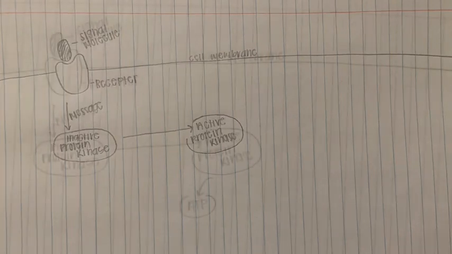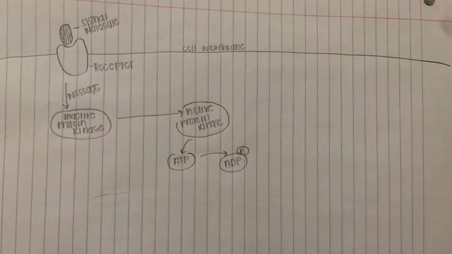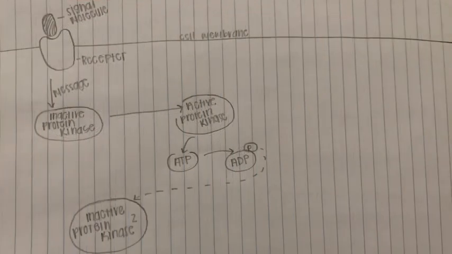A signal molecule attaches to a receptor but cannot cross the cell membrane, so it sends a message to attach to the first inactive protein kinase, causing it to become active. Then a phosphate is taken from ATP and hydrolyzes into ADP. Then the phosphate attaches to an inactive protein kinase, which causes a shape change to make the protein kinase 2 active.